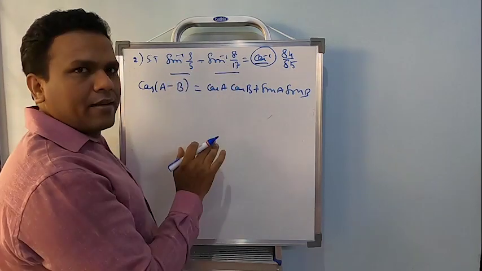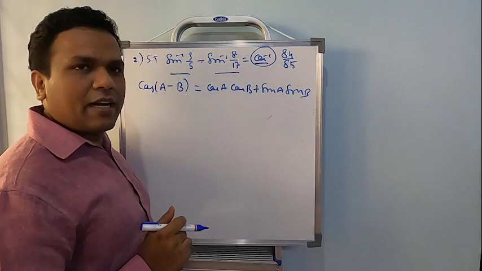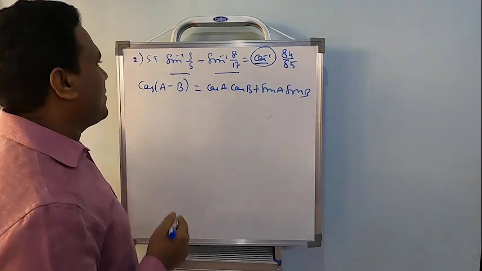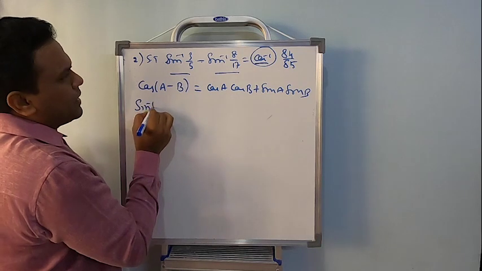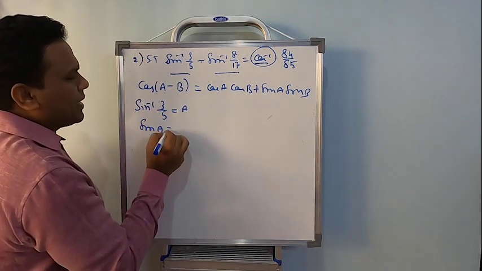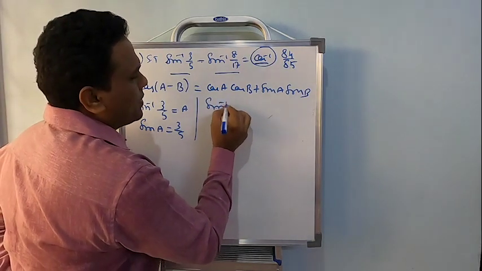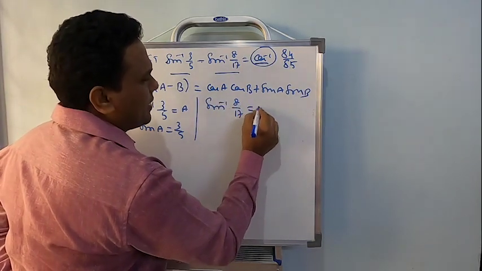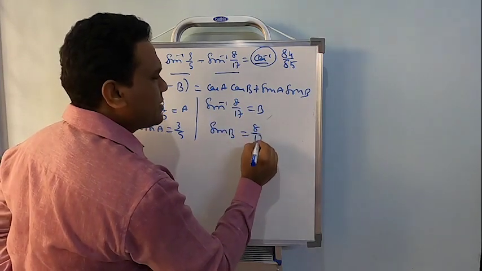Whatever is there on the left, forget it. What is there on the right side, you concentrate on that one. So based on the right hand side, I will select the formula of cos of A minus B. I will use it later. So let me take the first term. Sine inverse 3 by 5 is equal to A. Therefore, sin A is equal to 3 by 5. What is my second term? Sine inverse 8 by 17 is equal to B, or sin B is equal to 8 by 17.